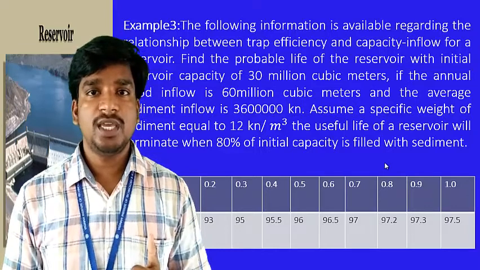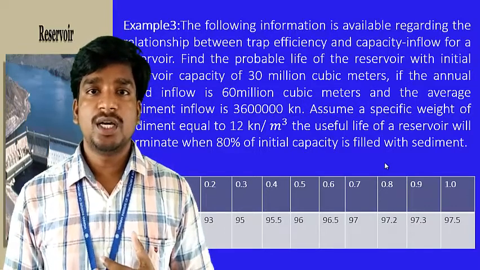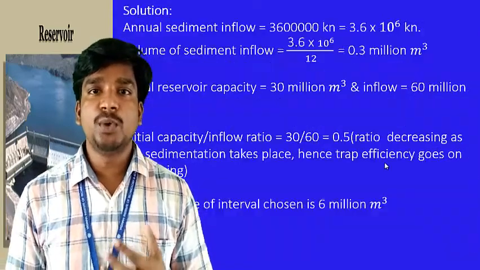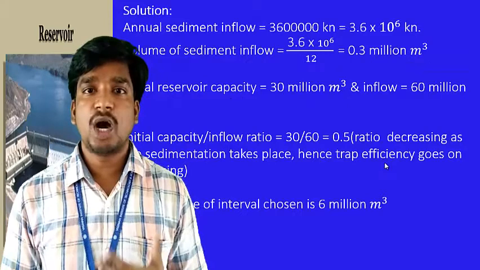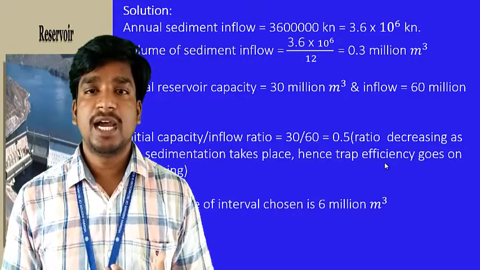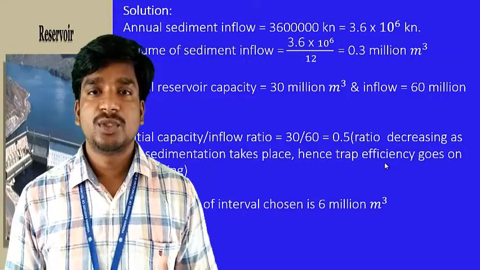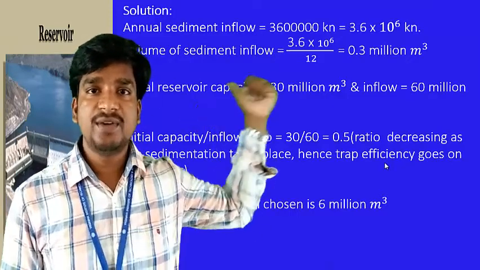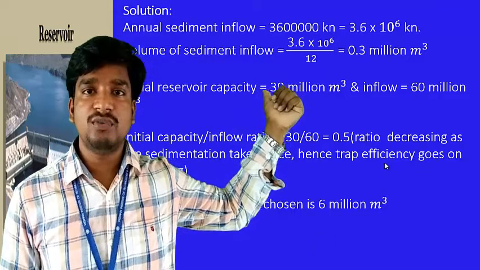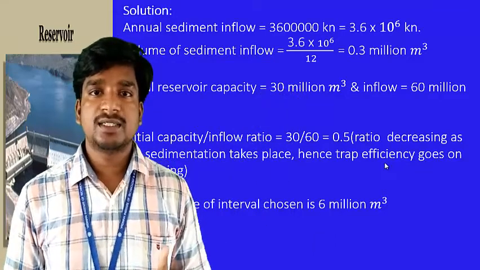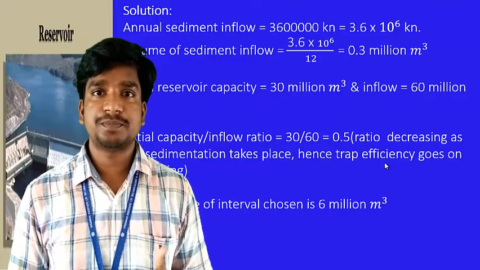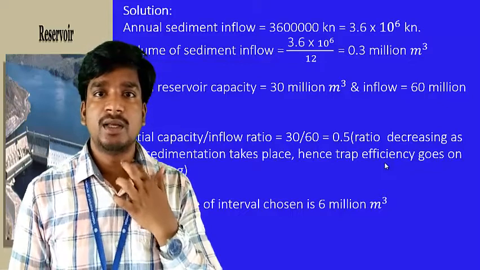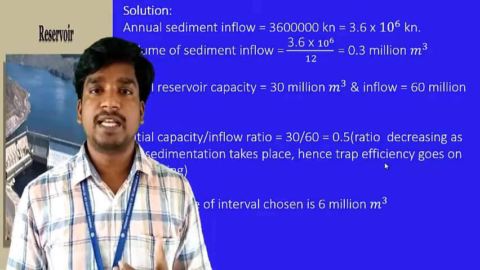Okay, now let us go to the solution. Initially, we need to calculate how much sediment is coming and what the sediment inflow rate is. So we need to calculate the sediment inflow rate first. Now, how to calculate this? The annual sediment inflow is given as 36 lakh kilonewtons. We need to convert it into the volume of sediment inflow.